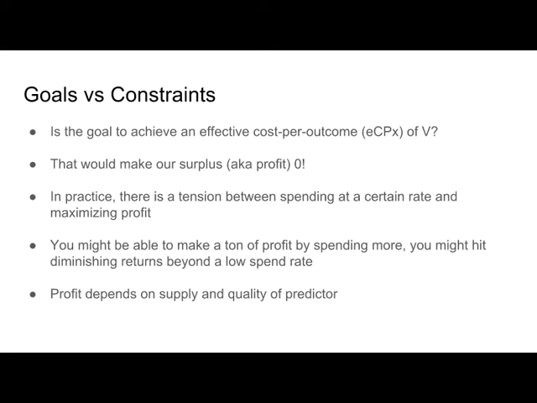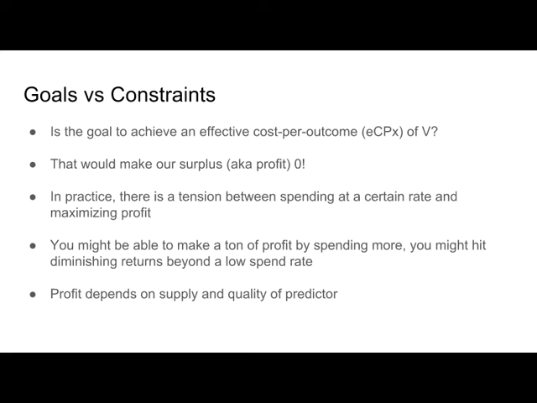I think I kind of went ahead of myself on this slide, but it's important to keep in mind the goals versus constraints of the advertiser. Is the goal to actually get an effective cost per outcome of V? If something is worth V to me, do I actually want to spend V to get it? Kind of not a trick question. In most academic papers, you assume that that's true, or you assume that there's equilibrium, and so you're going to pay V minus epsilon, and you're going to get the thing, and you're going to be epsilon happy. Most people are not happy with that. If a house is actually worth X to me, I would like to get it for less than X, because otherwise, I feel like I haven't made any profit, especially if I'm planning to sell it for X.